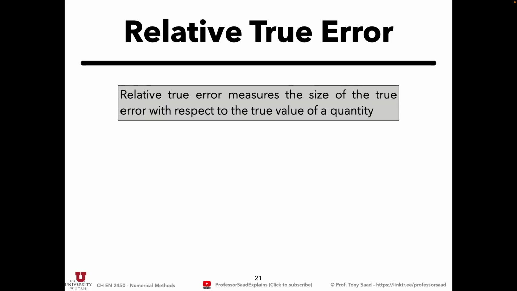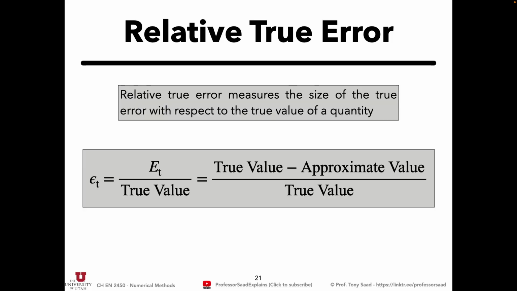Okay, so we define the relative true error as simply the true error over the true value. Bridge, 1,000 feet, that's the true value. 1-foot error committed in that measurement relative to the 1,000 feet. So the error relative to the true value gives us a relative true error. And we call the relative errors epsilon.